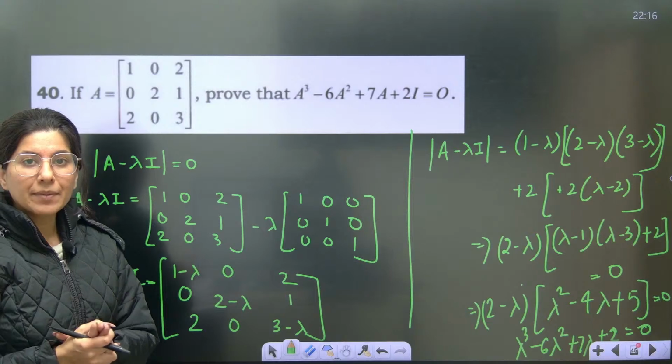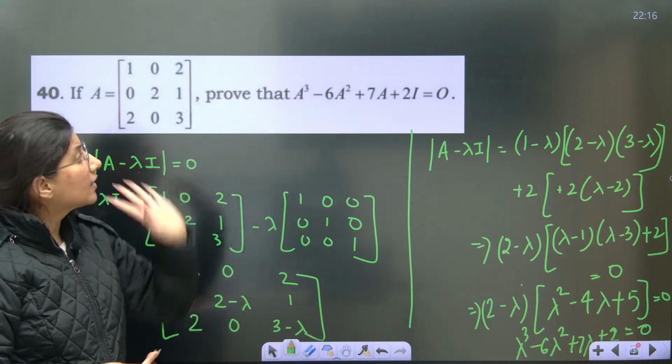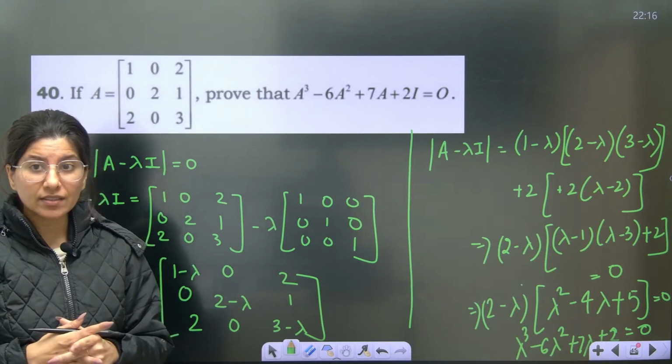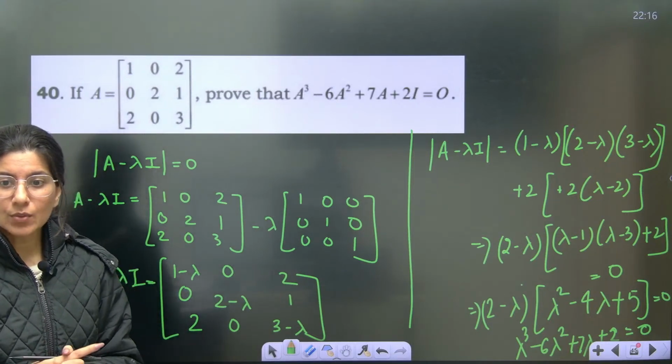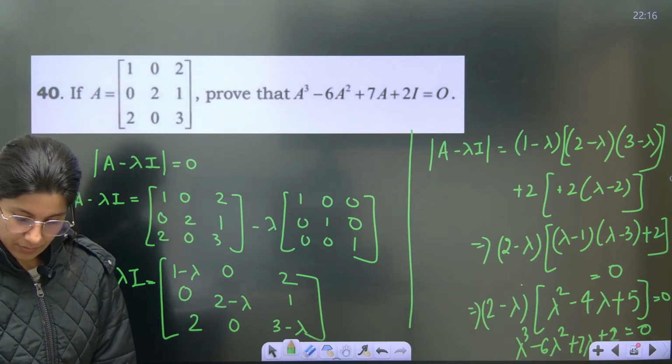Cubic equation in lambda. Now, the moment you replace lambda by the A matrix, you will get this characteristic equation. That's how you get this characteristic equation.